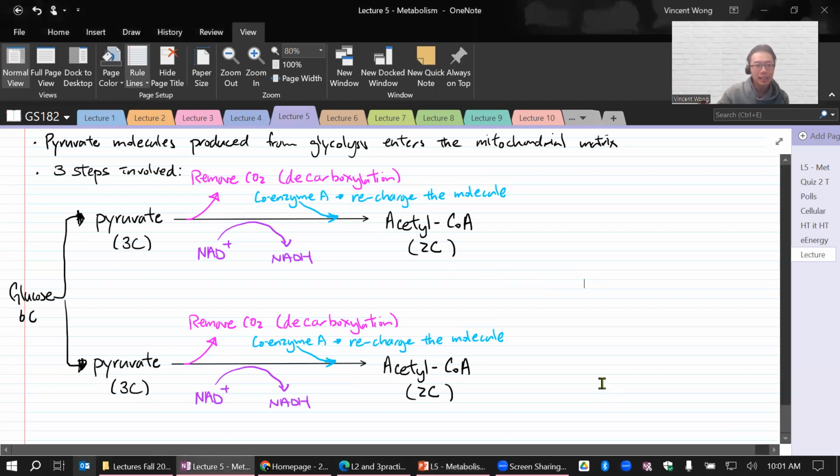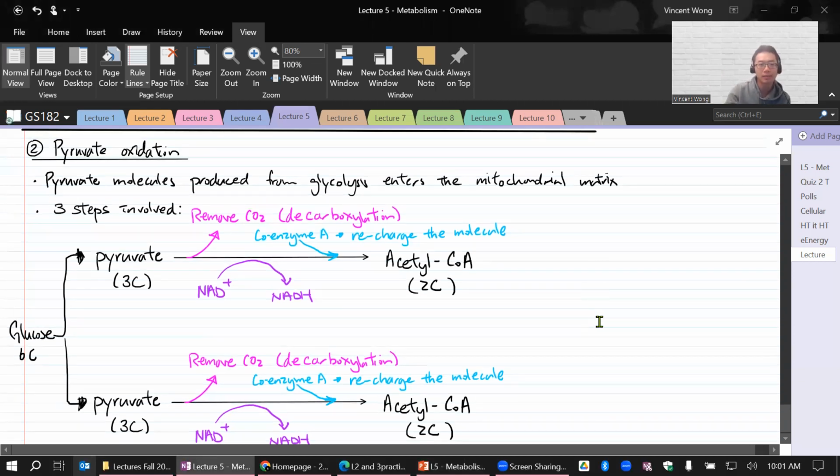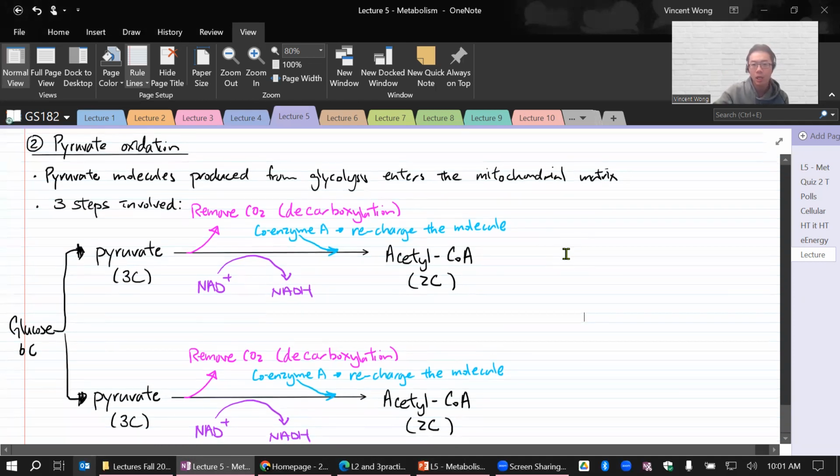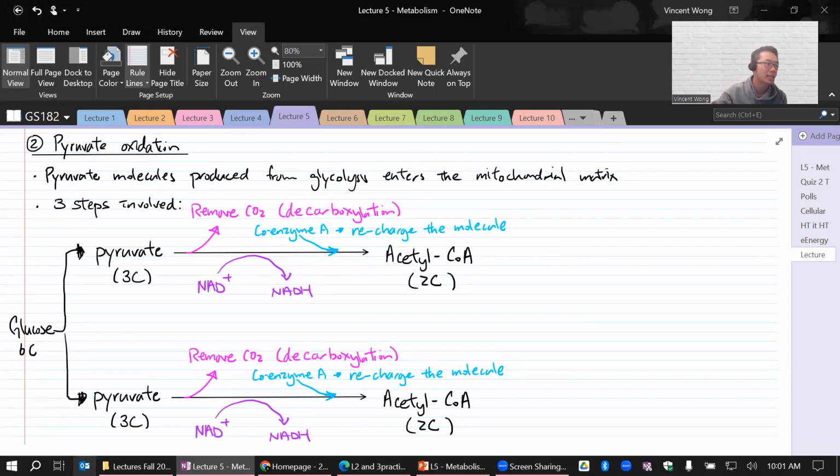So that is pyruvate oxidation. And again, this happens in the mitochondrial matrix. No ATP is produced in this particular step.